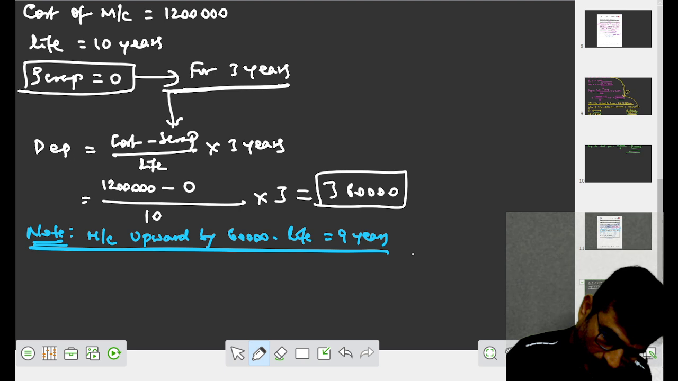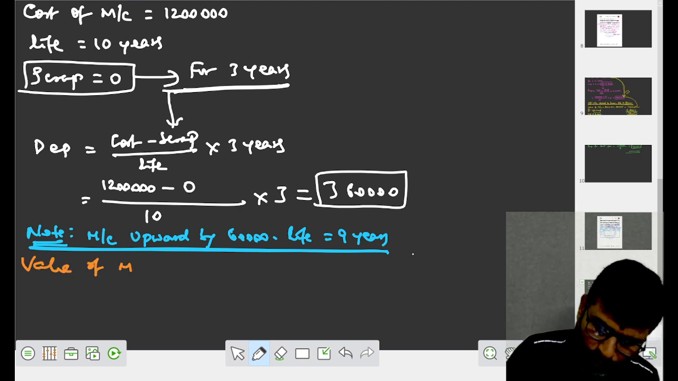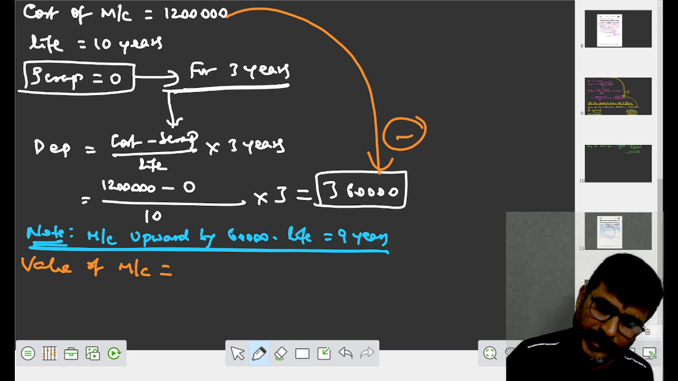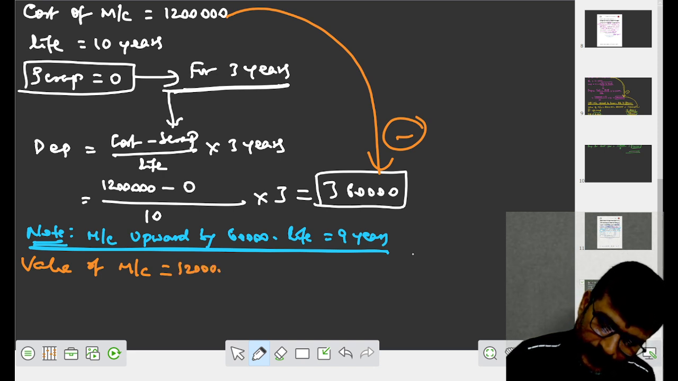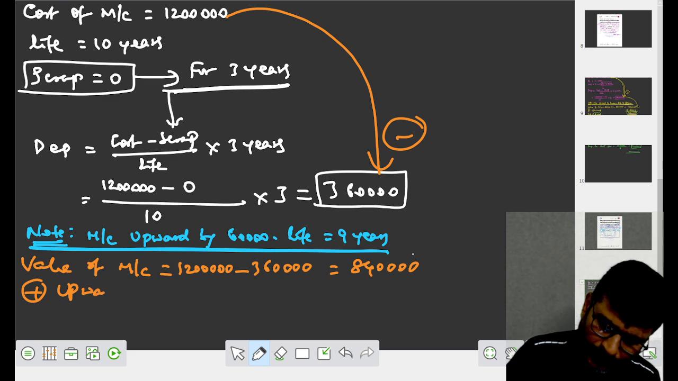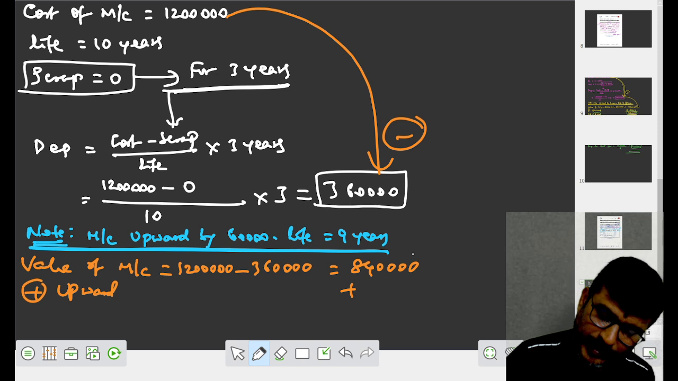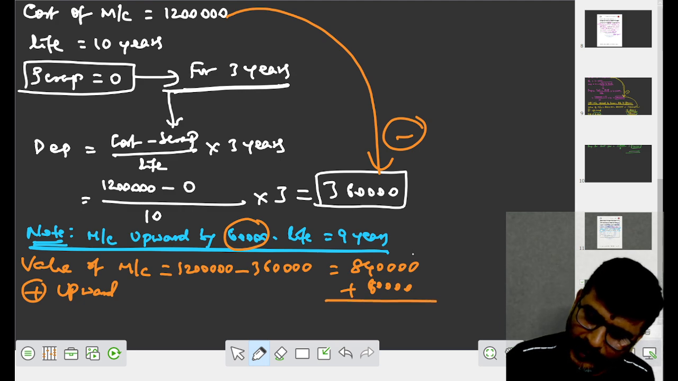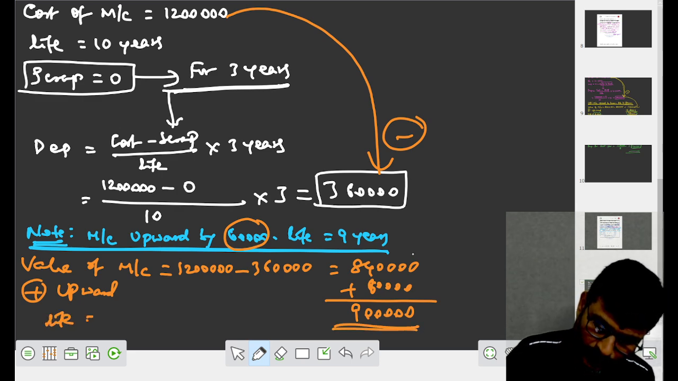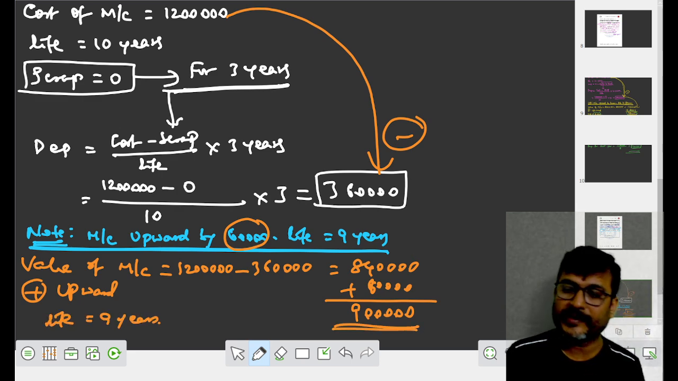What to do? We have to work out the value of machinery. How to work out the value of machinery? From 12 lakhs, subtract depreciation, 3 lakh 60,000. After subtracting, how much do you get? 8 lakh 40,000. Then it was revalued upward. Upward means plus. How much upward? Upward 60,000. Now it is how much? 9 lakh. Now the life is how much? 9 years.